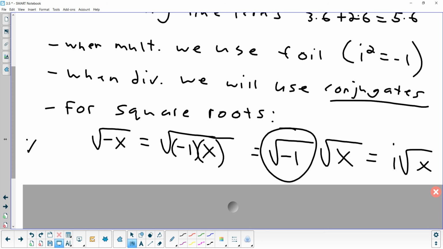Anybody know why I would do this? There's something kind of confusing about that. Yeah? Because it might look like it's in the square root. Right, to me it kind of looks like, is the i under the square root? Is it not under the square root? It's confusing. Put the i in front of the square root, there's no confusion. Okay, so when you have square roots that you can't simplify, put the i in front.